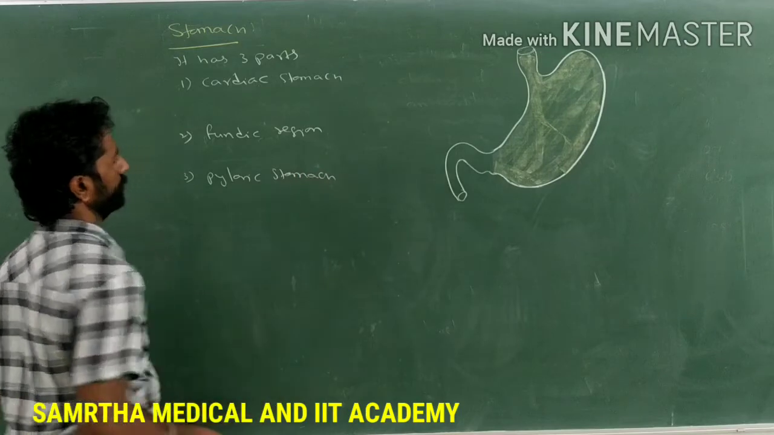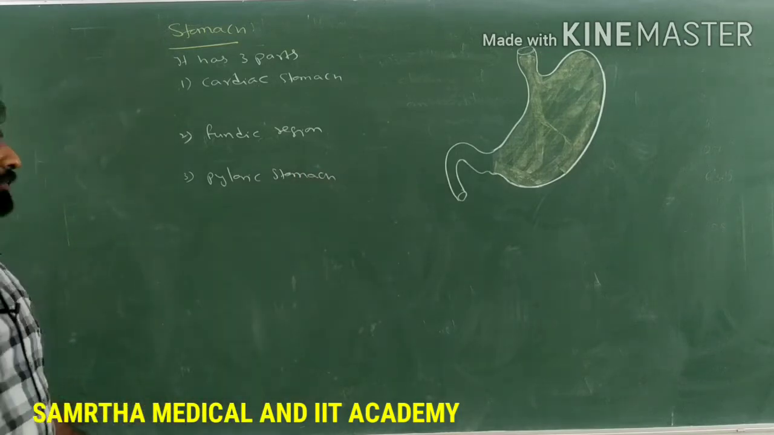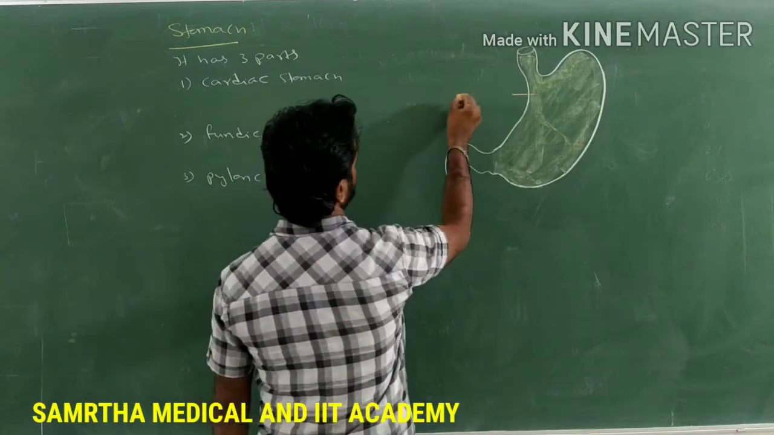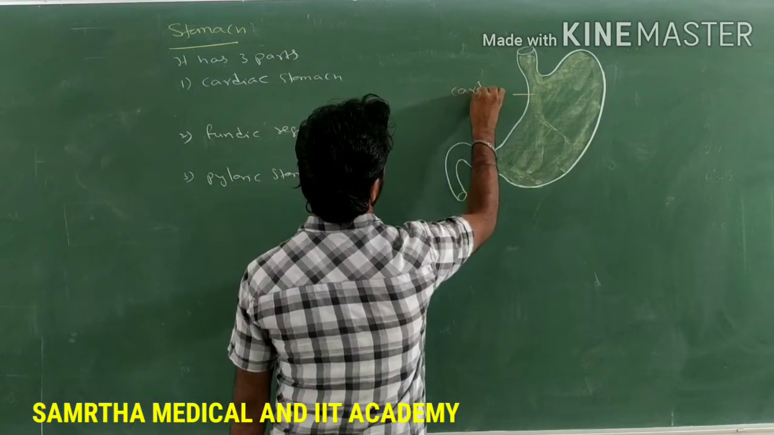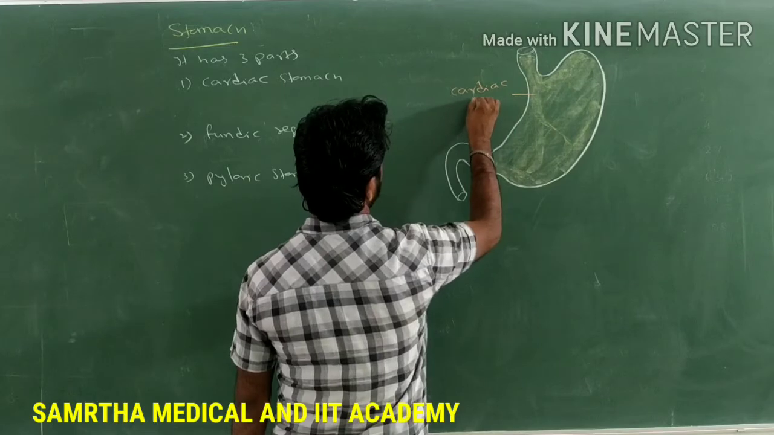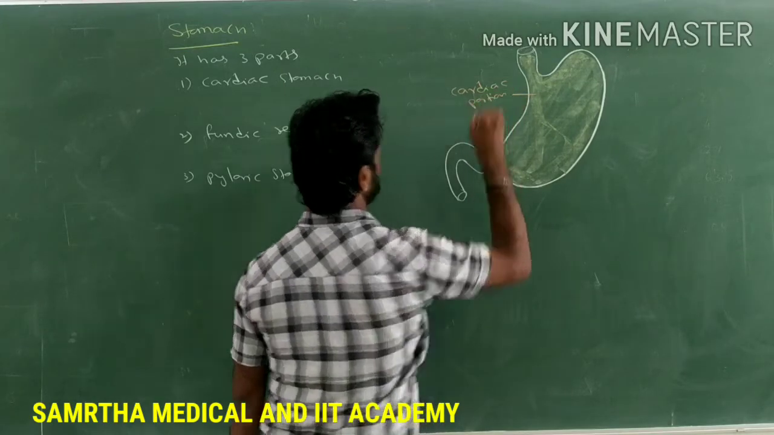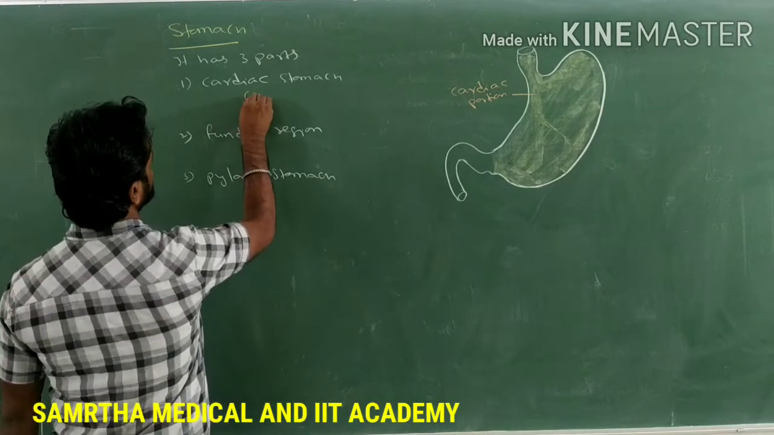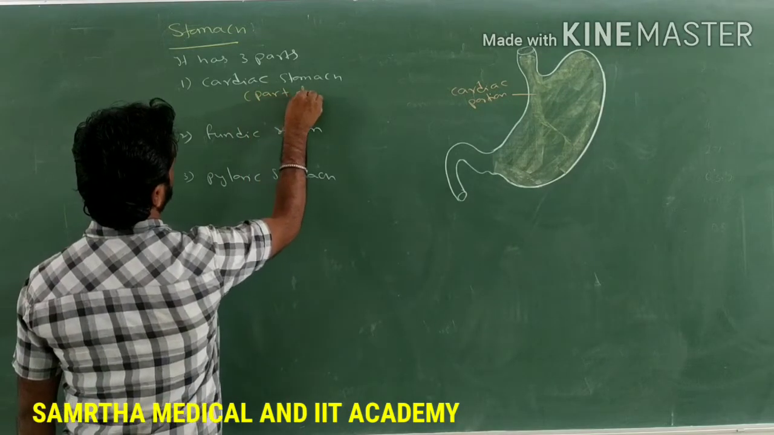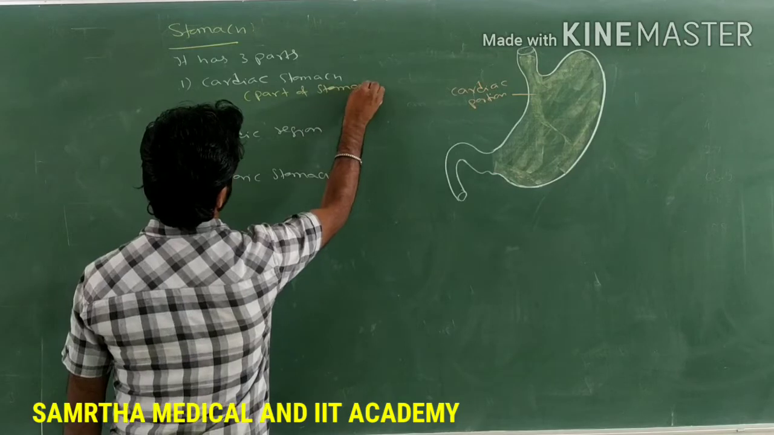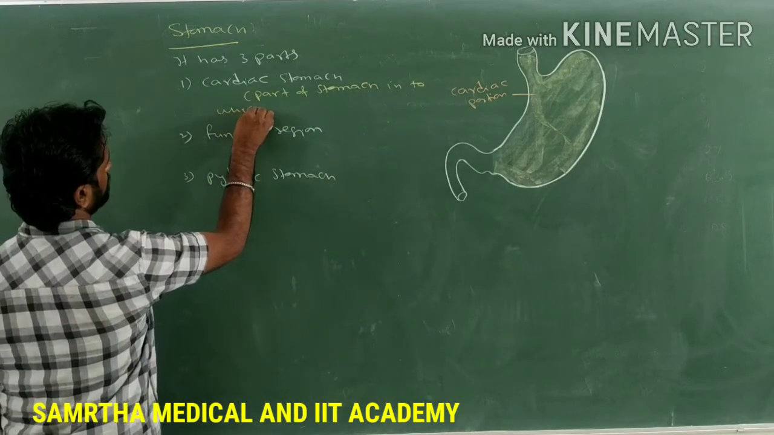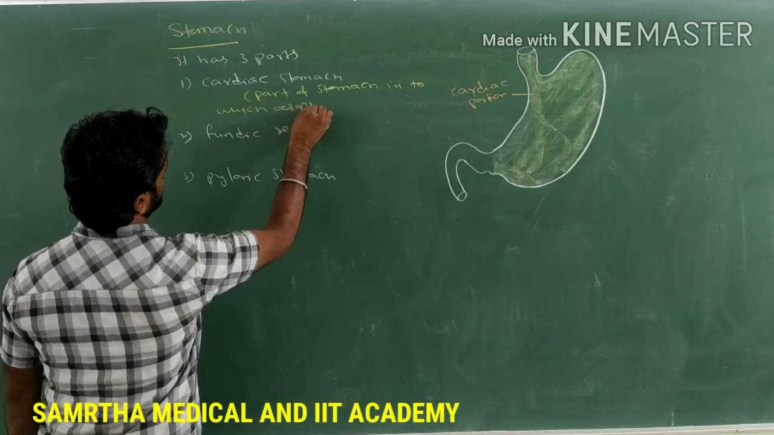So what do you mean by cardiac stomach? The part of the stomach into which the esophagus opens is called the cardiac stomach, or the cardiac portion of the stomach. So the cardiac stomach is nothing but the part of the stomach into which the esophagus opens.